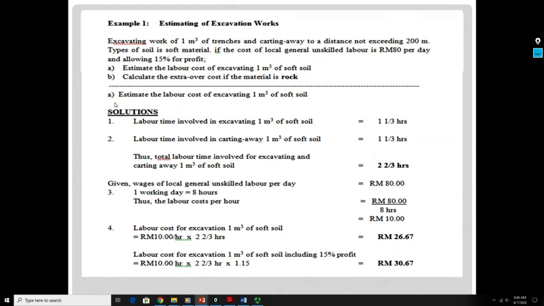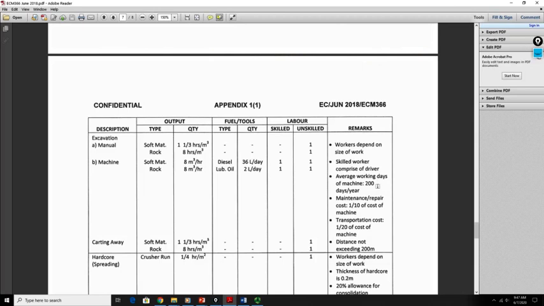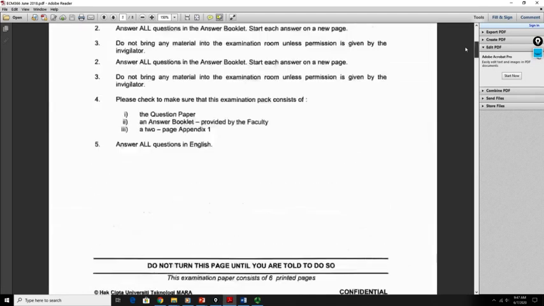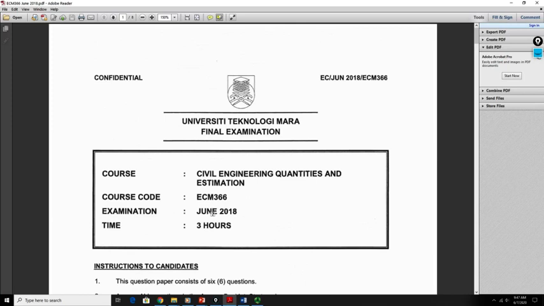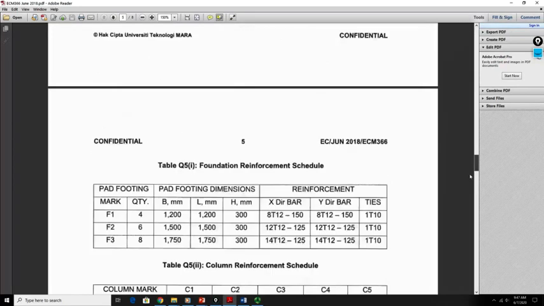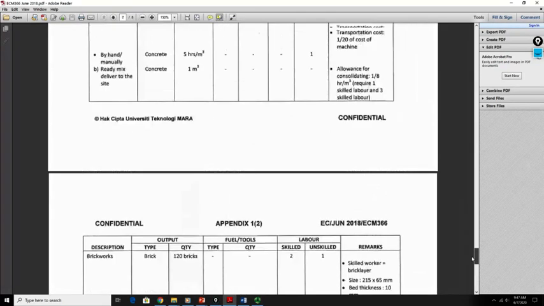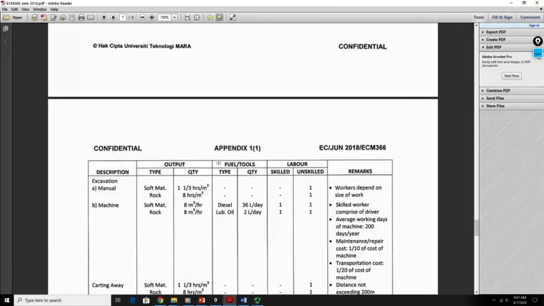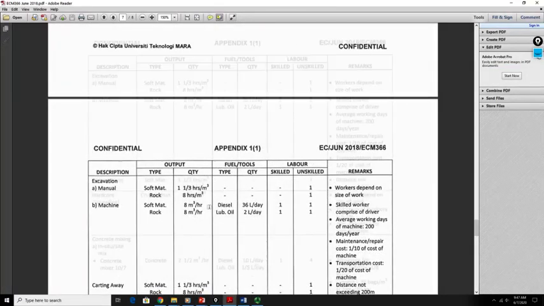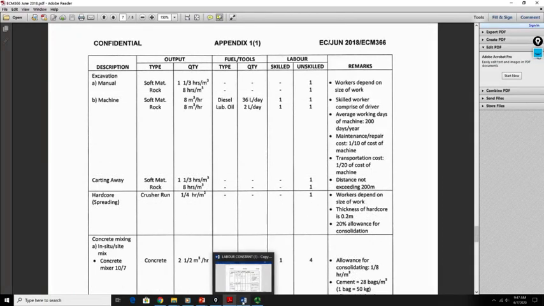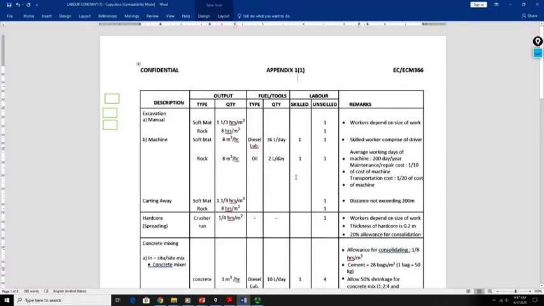Alright, so we are going to solve for A, estimate the labor cost of excavating 1 meter cube of soft soil. For this topic, chapter 4, normally in the final exam there will be an appendix provided. For example, here I have the question for June 2018, and at the last page there will be an appendix. So this appendix you are going to use to solve the question. For this example I'm going to use this appendix.